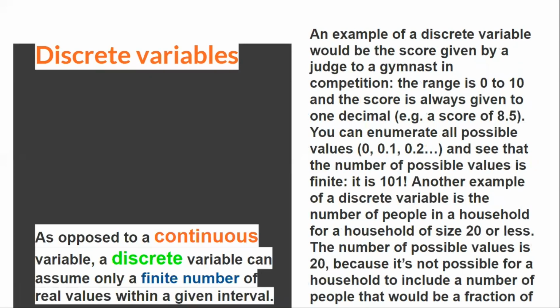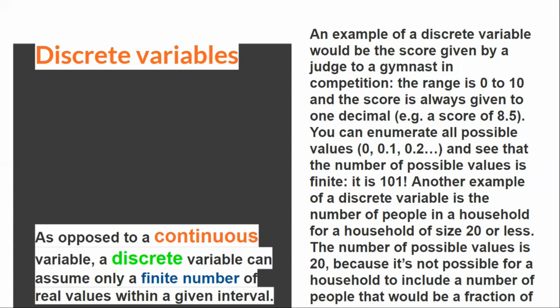The second subcategory of numeric variable is discrete variables. As opposed to a continuous variable, a discrete variable can assume only a finite number of real values within a given interval. Contrary to continuous, which can take an infinite number of values, the discrete can take only a finite number of real values within a given interval.